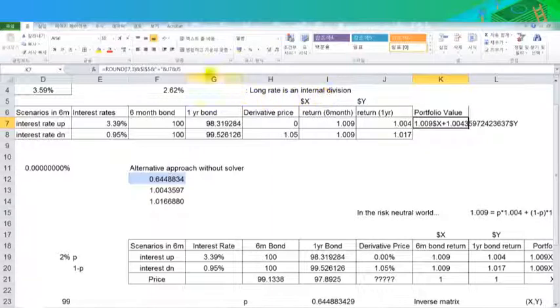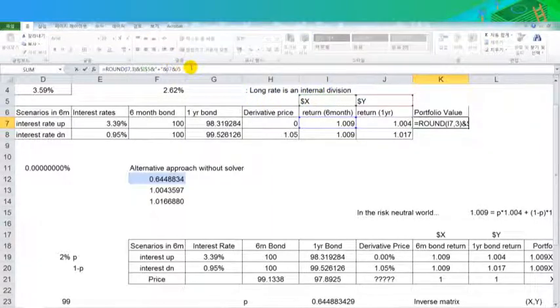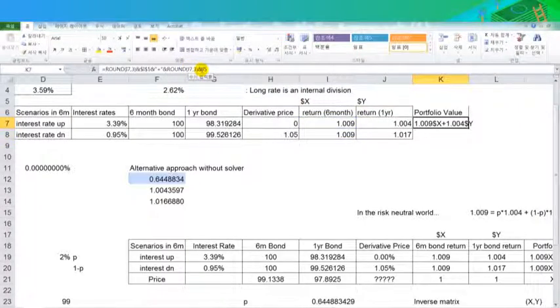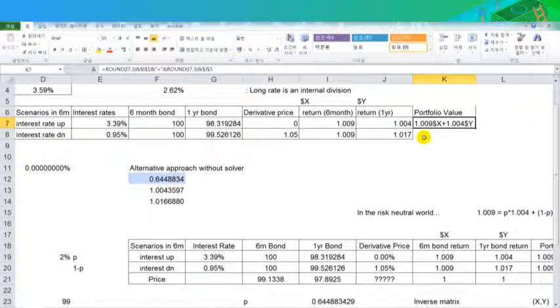Again, let's round this number to make it prettier. You have this one, and then to fix J5. Okay, so when interest rate goes up, if you invest X dollar in 6 months bond and Y dollar in 1 year bond, your portfolio value becomes this one when interest rate goes up.